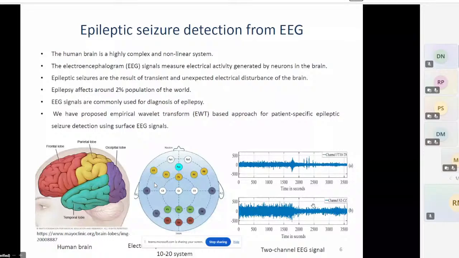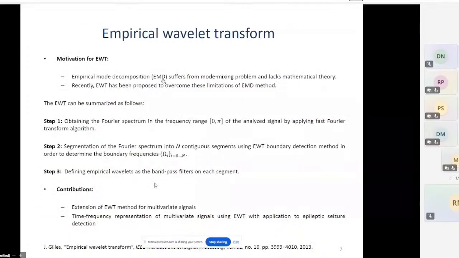Some researchers have considered this as an image. Instead of using the multi-channel EEG, they have taken images and then processed them with CNN deep learning. But here, by applying signal processing, we will get more insight, which we will see in this talk. The motivation for EWT, empirical wavelet transform, is that EMD suffers from the mode mixing problem and lacks mathematical theory.